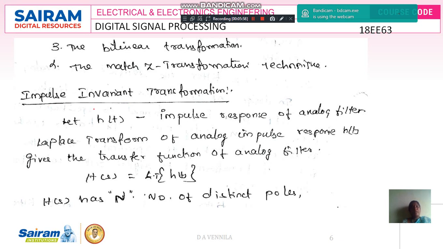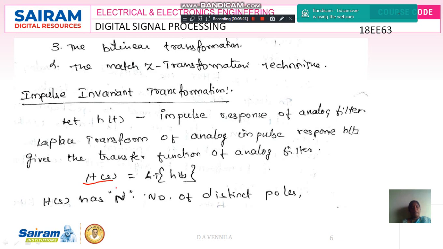Here h of t is your impulse response. It is given in the continuous time domain. H of t means it is a continuous time domain impulse response. If you apply Laplace transform to h of t, you will get H of s. H of s is your analog transfer function.